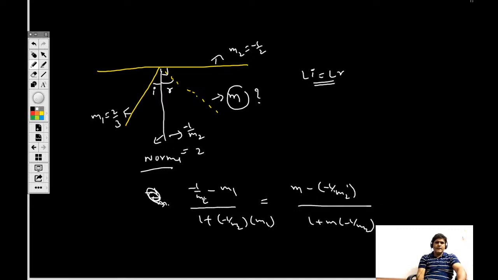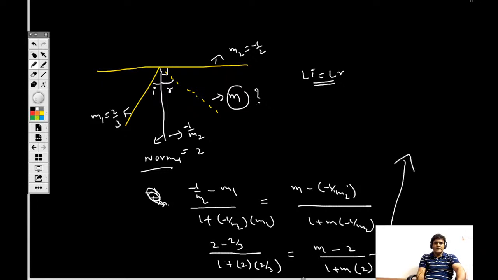So just write down the data. Minus 1 by m2 is what here? 2. Minus m1 is 2 by 3. Over 1 plus minus 1 by m2, which is 2, times m1, which is 2 by 3. This is equal to m, which we need to calculate: m minus 1 by m2, which is 2, over 1 plus m into minus 1 by m2, which is 2. So you solve this equation. It contains only one parameter, m. If you calculate, you will get m equal to minus 18. That is the slope of the required line.